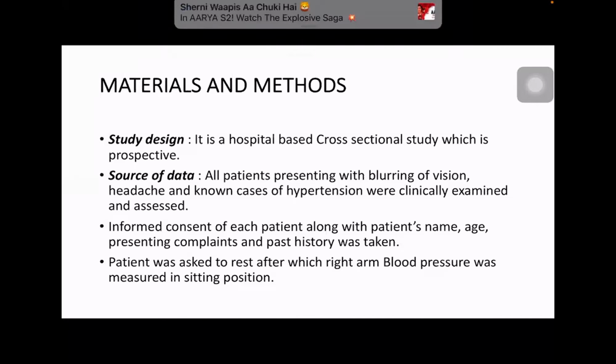Discussion. The ANOVA p-value shows high significance of association between grade of hypertension and serum uric acid levels. Can you see the presentation, ma'am?